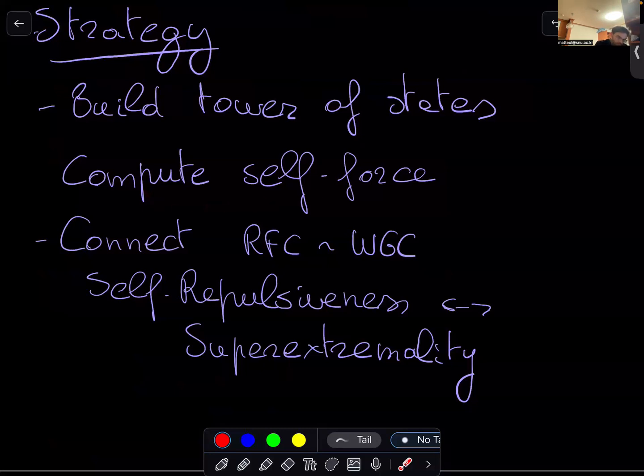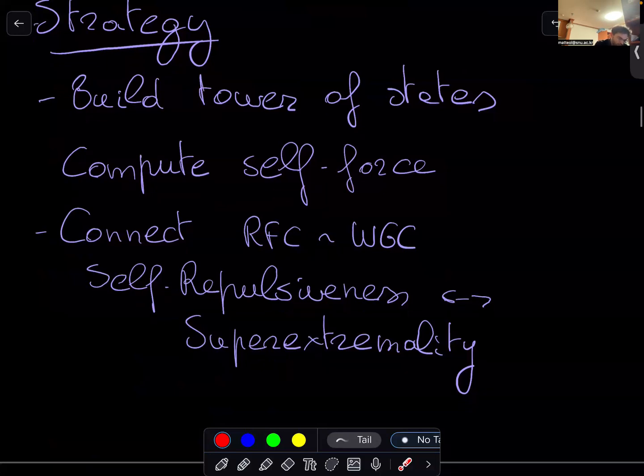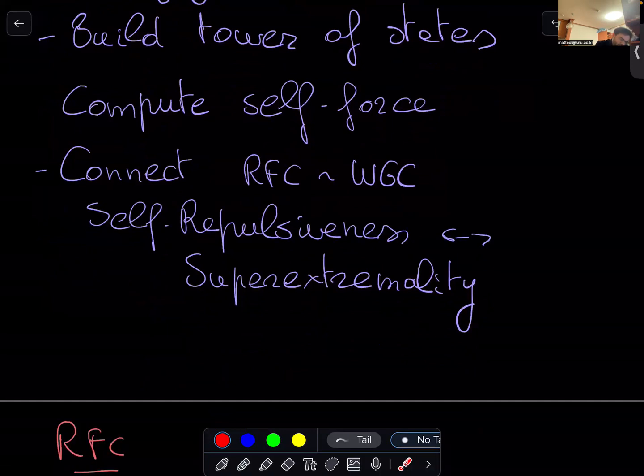So we compute the self force, and why do we do that? Because there is another step that I hopefully will get to and show you, that we can relate the RFC, the repulsive force conjecture, which reads like the weak gravity conjecture with self-repulsive wherever you read super extremal, right? And so there's a way to connect this RFC and the WGC. In particular, let me just say it here, and then I'll repeat myself like 4 times. If a particle is self-repulsive everywhere in the moduli space, it turns out that means it is super extremal.